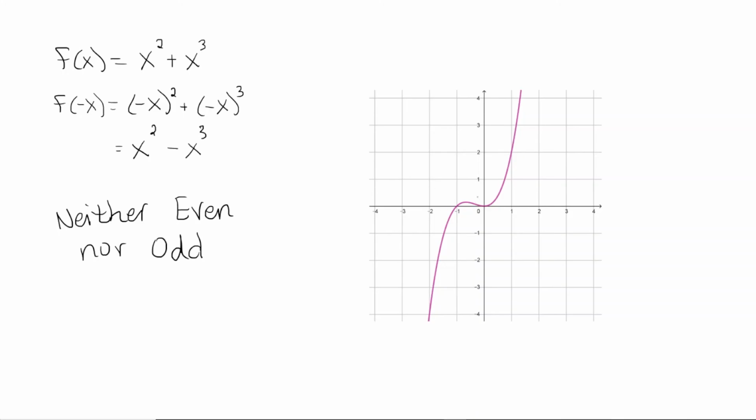Here's the graph of this function, and we can see it does lack that symmetry. The y-axis is definitely not acting like a mirror, and if I were to turn this graph 180 degrees, it would not look the same as it does now. So this function is neither even nor odd.